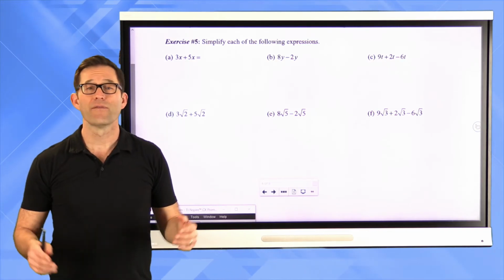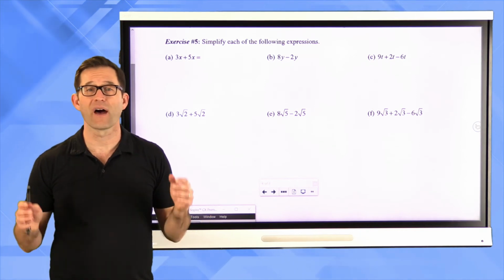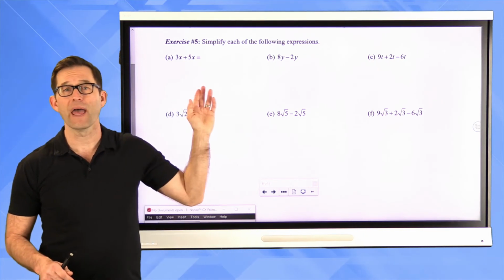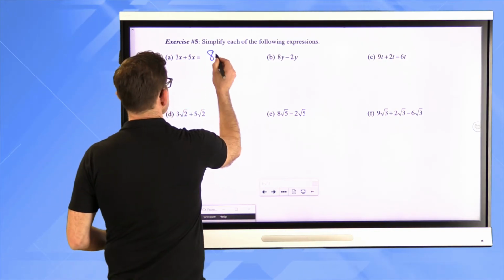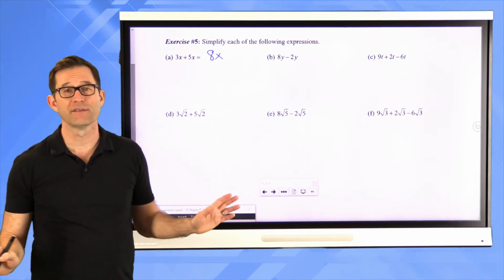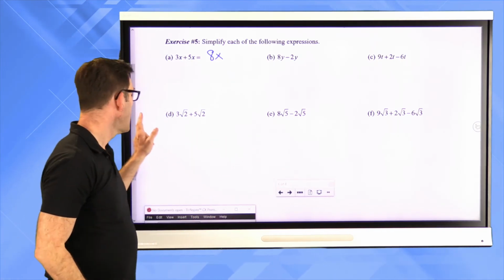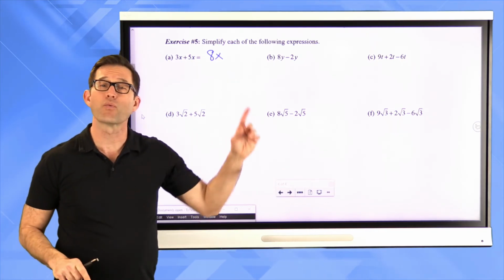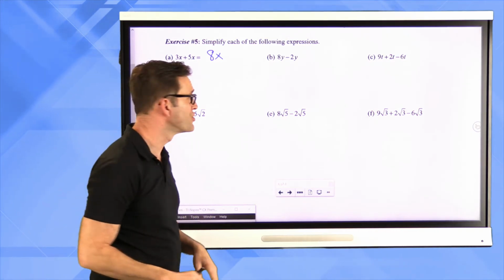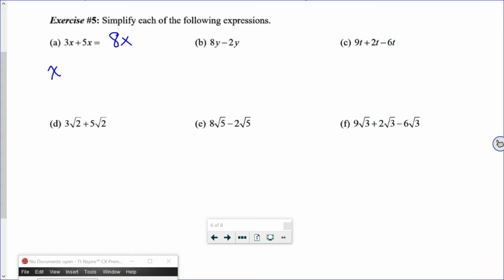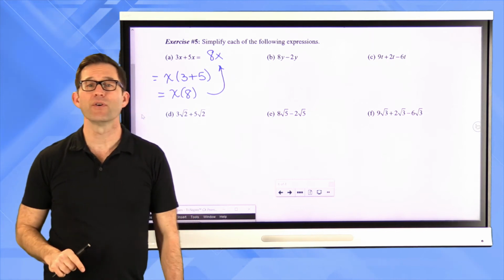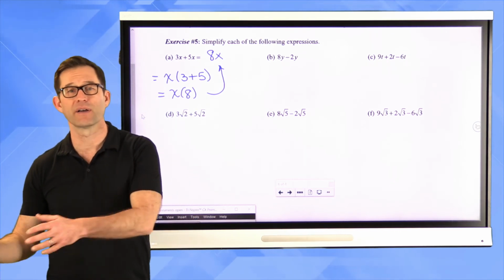All right, well, if I have 3 oranges plus 5 oranges, I have 8 oranges. If I have 3x plus 5x, I have 8x. End of story, and it really is that simple. Now, I do want to mention that the reason this works, and we talked about this earlier this year, is that what I'm really doing is factoring an x out, and I'm getting x times 3 plus 5, which is x times 8, which is 8x. But at this point in your mathematical career, you should feel pretty confident in saying 3x plus 5x is 8x.